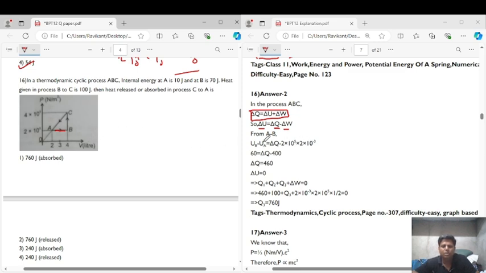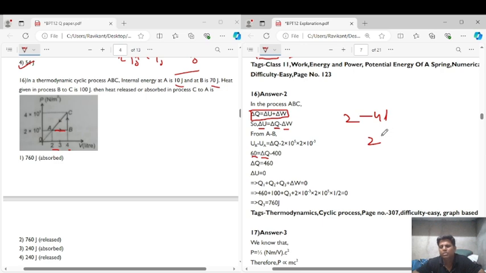So putting the values, the internal energy at A is 10 joule and at B is 70 joule. So the change in internal energy from A to B is 60. We put 60 here, equal to delta Q, which we need to calculate, and work done is equal to P dV. P is 2 × 10⁵, and the change in volume is from 2 to 4, because in the graph we can see that it changes from 2 liters to 4 liters. So the change in volume is 2 liters.